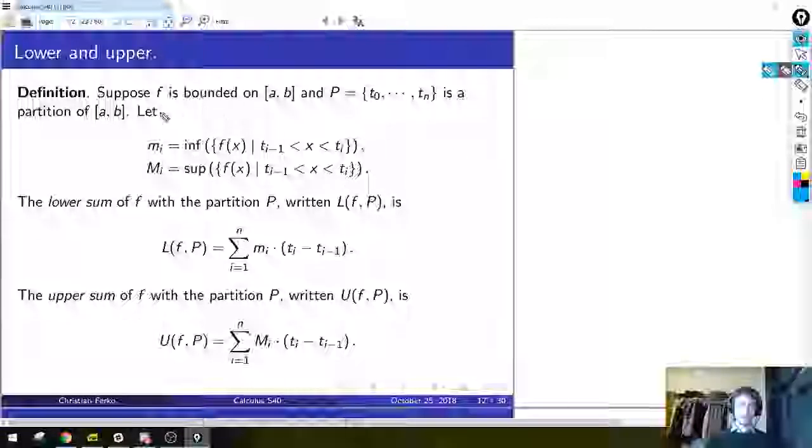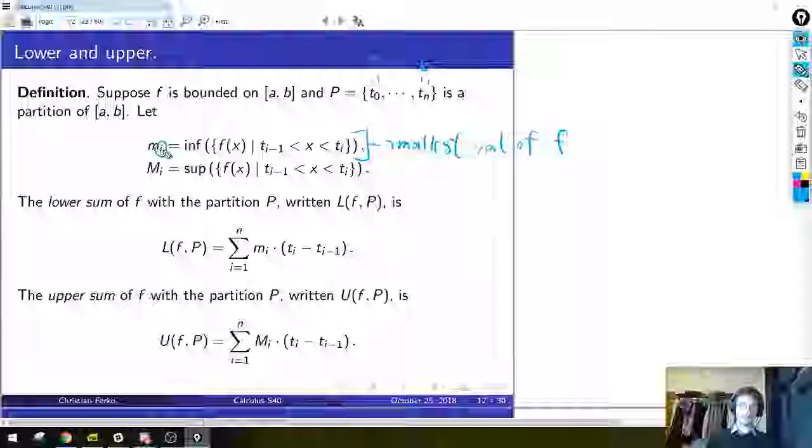Again, suppose f is bounded, so it doesn't run off to infinity anywhere. It's bounded on the closed interval a to b, and we have a partition, which we've just defined. It's a set of points that are all in the interval, where the left one is a and the right one is b. And now we just define these two numbers, lowercase m, so we use lowercase for the little one. This is the infimum, the smallest value of f on the interval I.